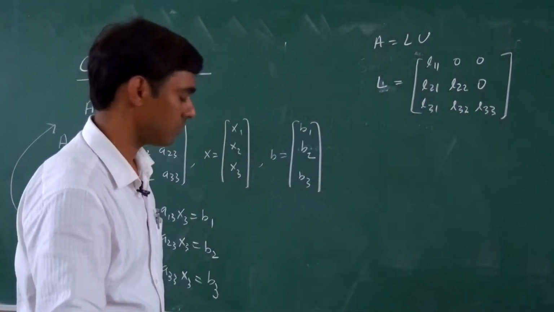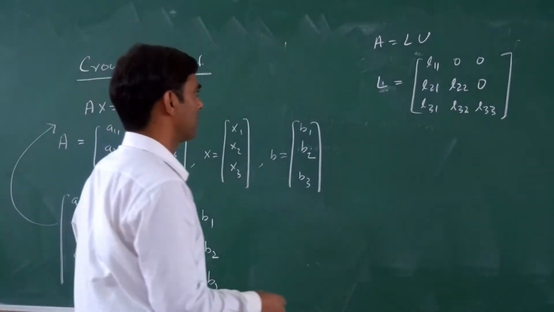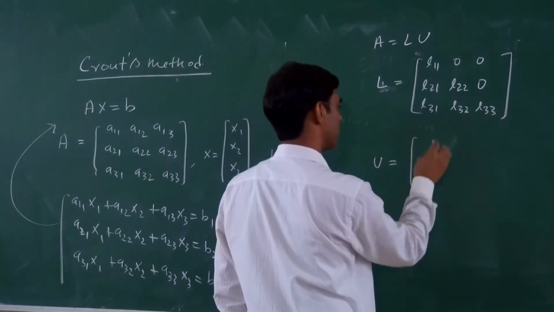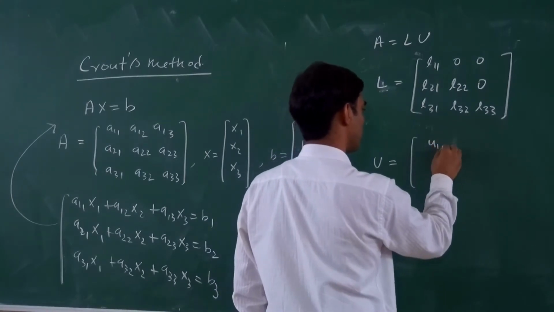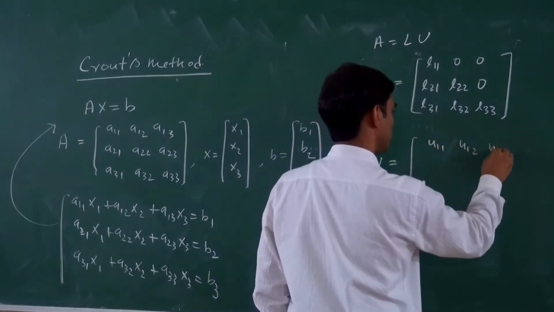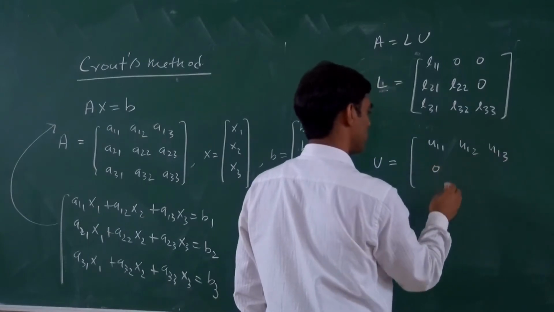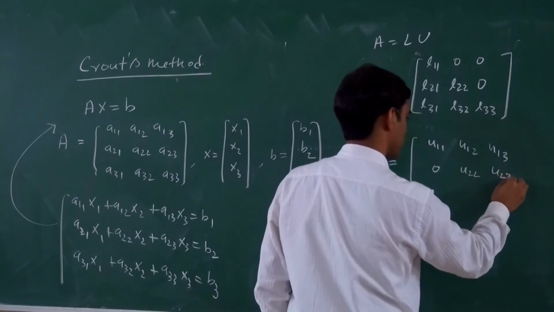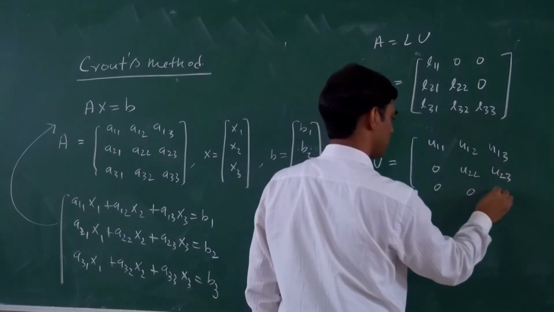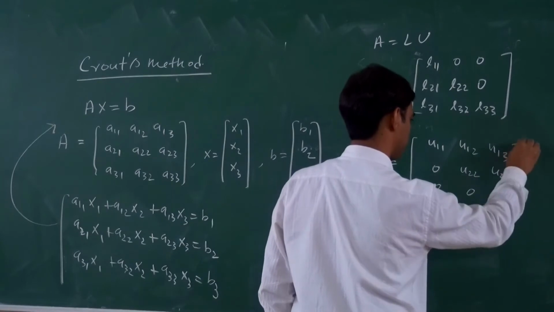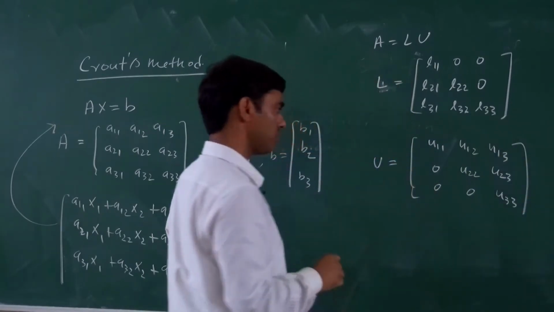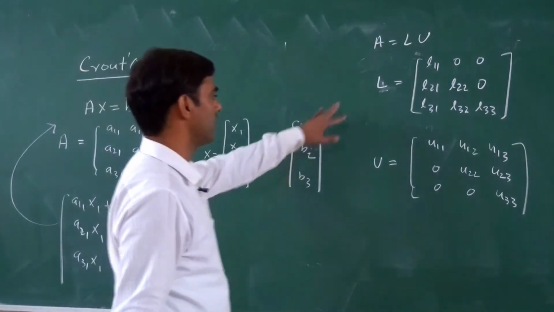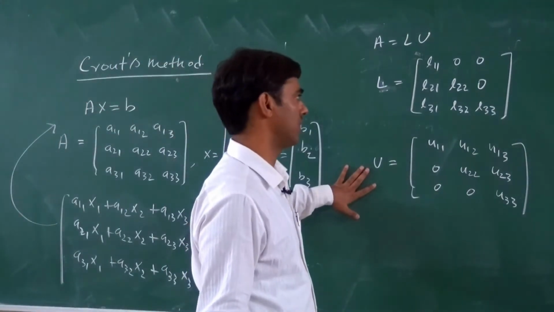Similarly, what is the upper triangular matrix? It becomes U11, U12, U13; 0, U22, U23; and 0, 0, U33. So this is the LU decomposition. This one is a lower triangular matrix, and this one is an upper triangular matrix.